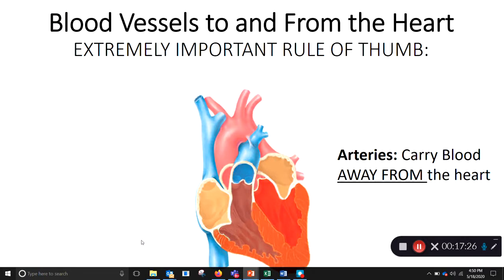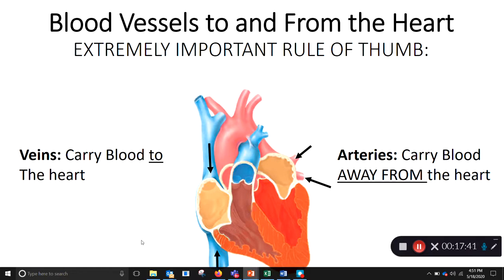Another note, I've already mentioned this once upon a time: make certain you remember that arteries carry blood away from the heart, while veins carry blood into the heart. It doesn't matter if you're oxygenated or deoxygenated. These arteries always carry blood away.